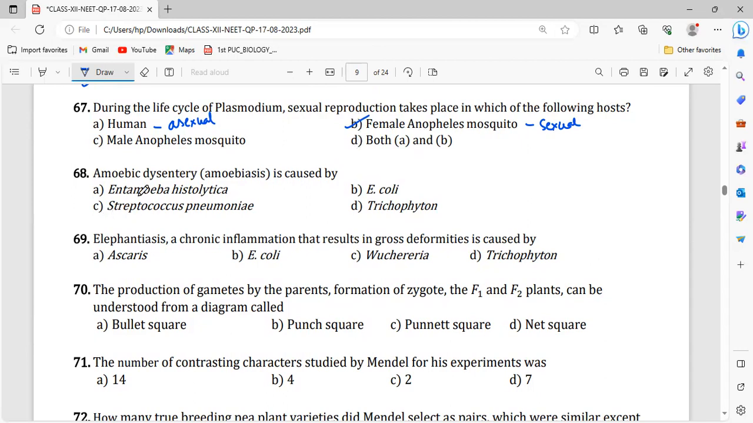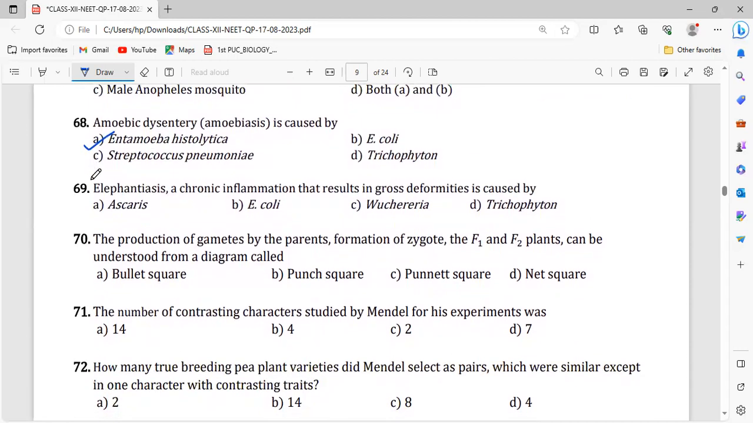Amoebiasis, amoebic dysentery, amoebiasis, direct question, Entamoeba histolytica. Elephantiasis, a chronic inflammation, results in gross deformities. Again, this question we had seen in the match the following, right? So, like this, answers will be in some other question itself. So, these are the questions from human health and diseases.